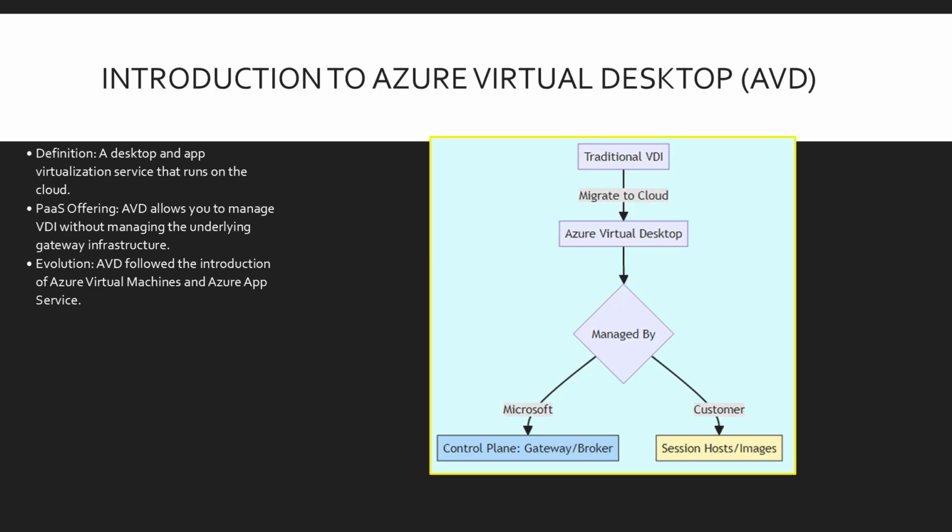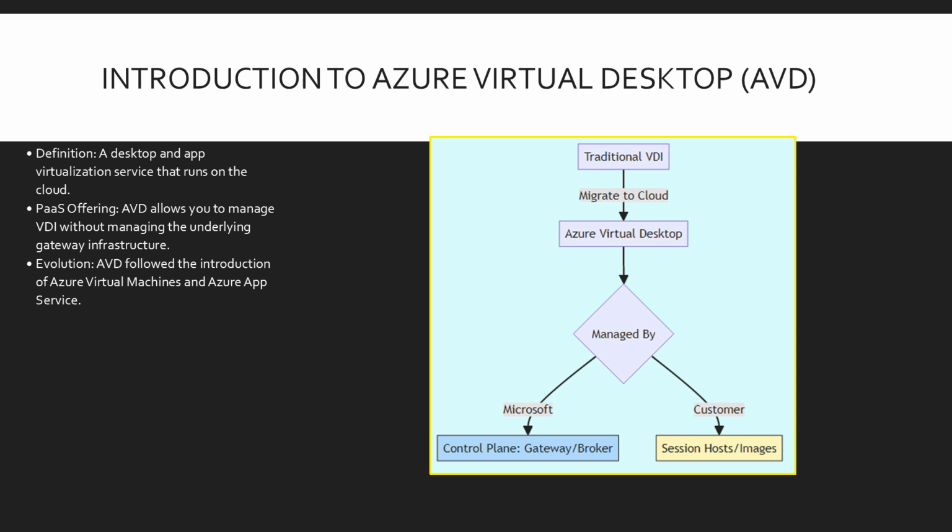Now we transition to Azure Virtual Desktop, or AVD. AVD is a comprehensive desktop and app virtualization service running in the cloud. Historically, Microsoft introduced Azure Virtual Machines first, followed by Platform as a Service, PaaS, solutions like Azure App Service, and eventually Azure Virtual Desktop. Because it is a PaaS offering, Microsoft manages the complex infrastructure like the web access, gateway, and diagnostics services, allowing you to focus purely on managing your desktop images and users. This shift significantly reduces the management overhead compared to traditional on-premises virtual desktop infrastructure.